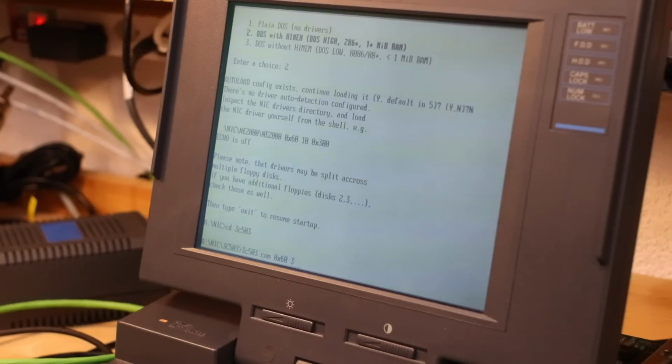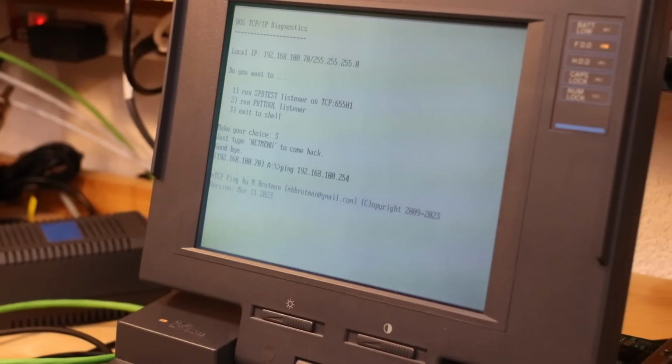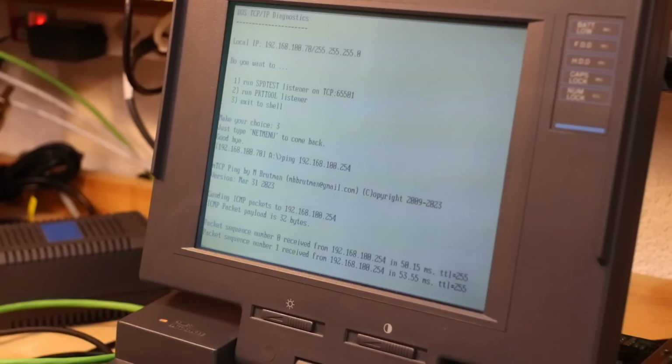For the moment, it shall be sufficient to say that using the correct packet driver, I could also verify this network card as being functional.